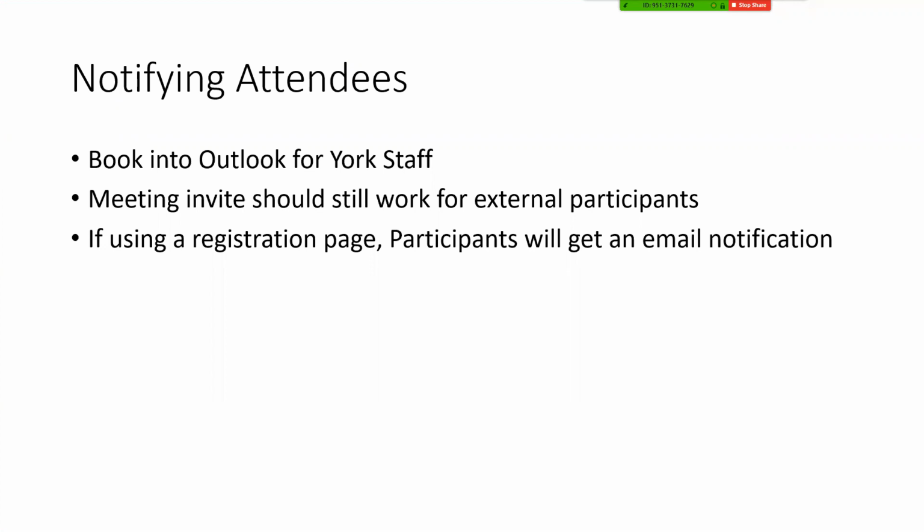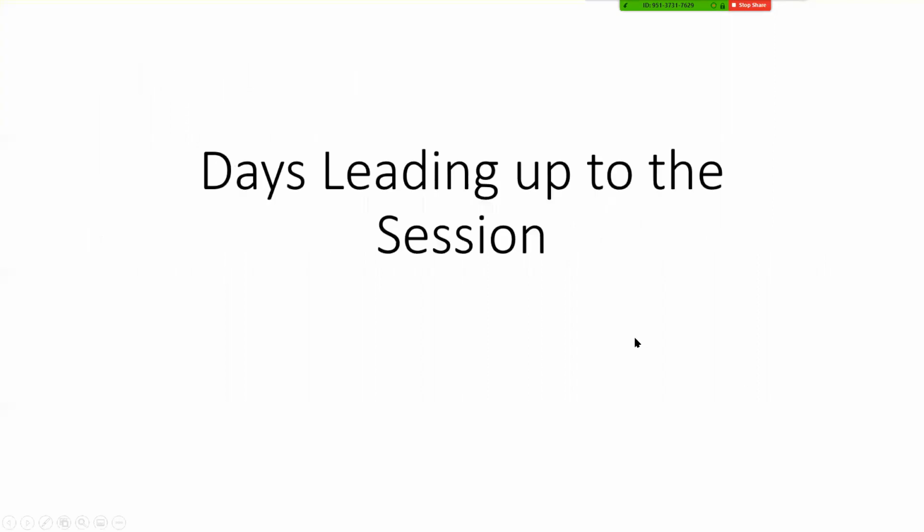Even if people aren't in York, sending out that invite in Outlook, external people will still get it. I've tested it out. People with Gmail accounts, they could book it. Hotmail accounts, of course, work because that's a Microsoft product. Yahoo, the rest of them, in my experience, work pretty well. Even if they can't actually represent that as a calendar entry, at the very least, they get an email notification with the link in there. And of course, if you're using the registration feature, your participants will get an email notification, and from there, as you saw, they can add it to their calendar.